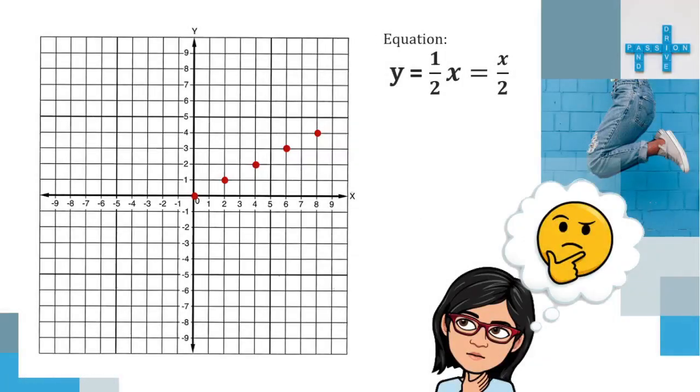Pero paano kapag ang given ay equation? Okay? Kapag equation ang binigay, we could assign other values for x. So, for example, ang x natin is negative 4. Then, let's get half of negative 4. That would give us negative 2. So, magkakaroon tayo ng isa pang point dito, which is negative 4, negative 2.